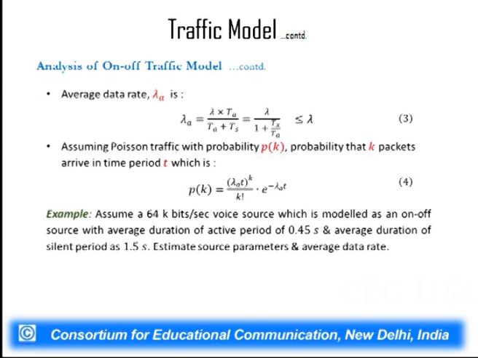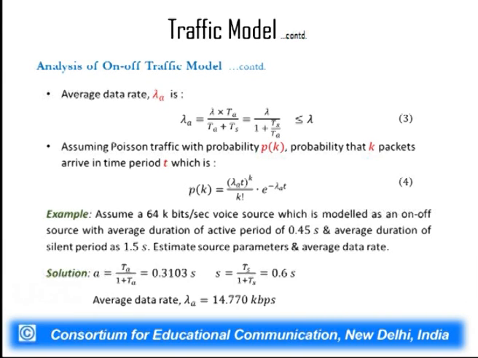as an on-off traffic source, with the average duration of the active period given, and the average duration of the silent period also given. The task is to estimate the source parameters, all the parameters in equations 1 through 4, and the average data rate. You can try it out and check your solution. The average data rate will come out to be 14.77 kbps.